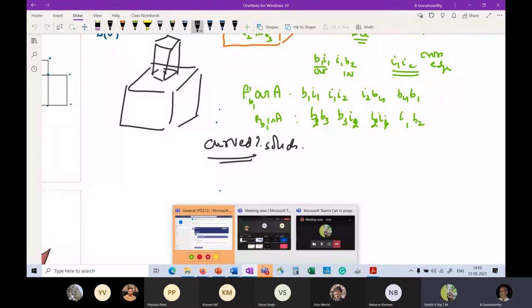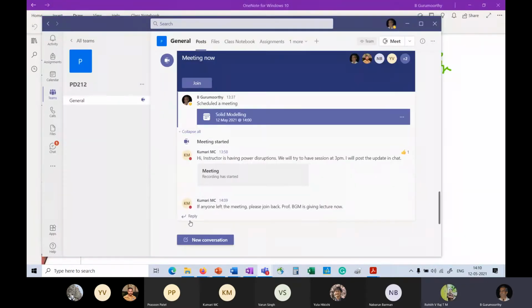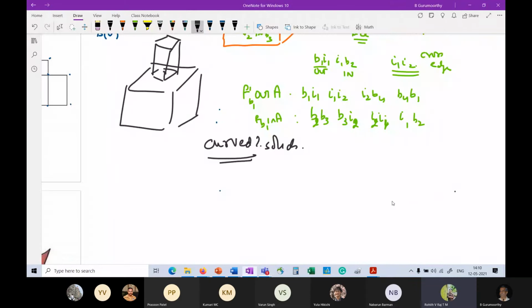Sir, any questions? Yes, please. So in these cases, we talked about whether these faces are overlapping. So what if an edge is being overlapped or one point is overlapped?